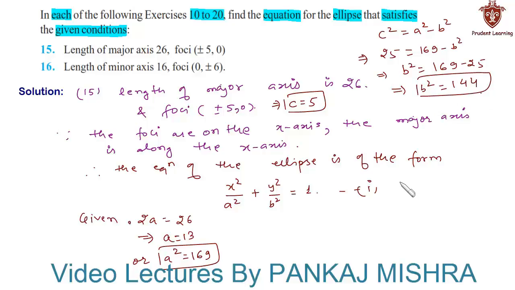So on substituting the values of a square and b square in equation 1, here we have x square over 169 plus y square over 144 is equal to 1. This is the required equation of the ellipse. This completes our solution. Let us see the next problem.